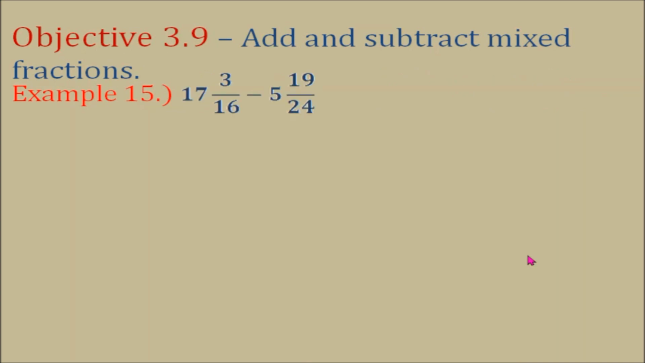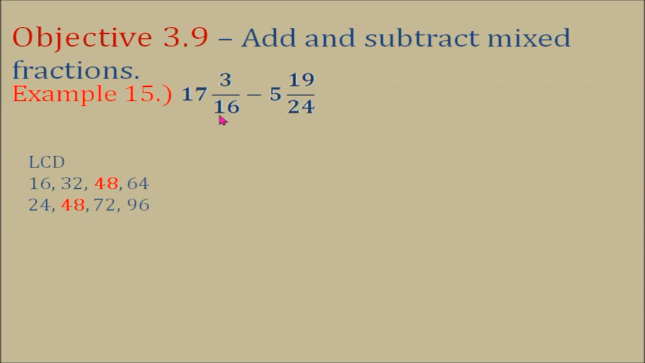Example number 15. 17 and 3 over 16 minus 5 and 19 over 24. So first again, we are going to find the LCD. So some of the multiples of 16 are 16, 32, 48, and 64. And some of the multiples of 24 are 24, 48, 72, 96. So 48 here is our LCD.